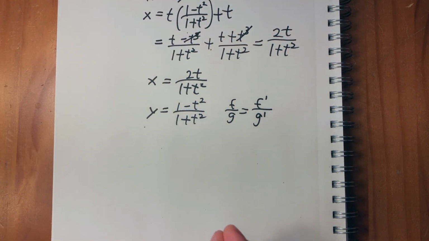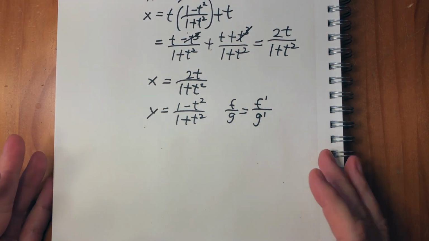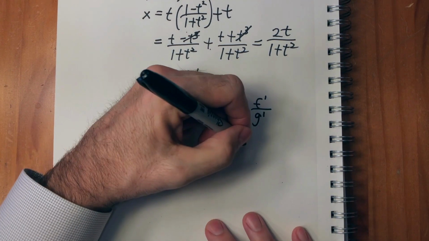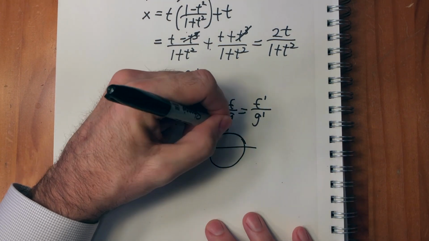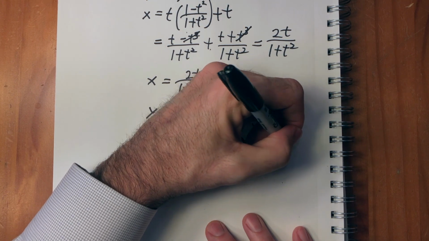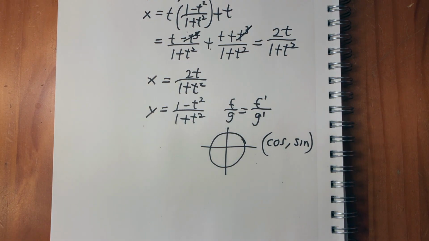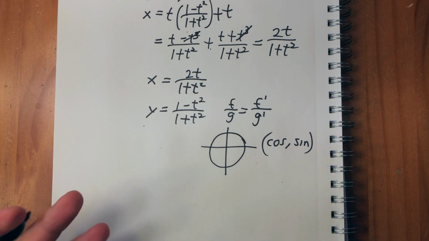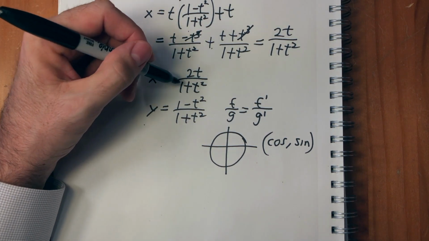So this is just amazing to me. I thought there was this inextricable link between a circle and cosine and sine. And it turns out not necessarily. You can do the whole thing with rational functions, with quotients of polynomials.